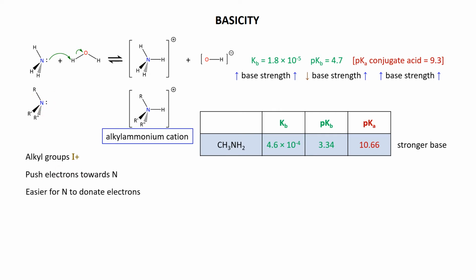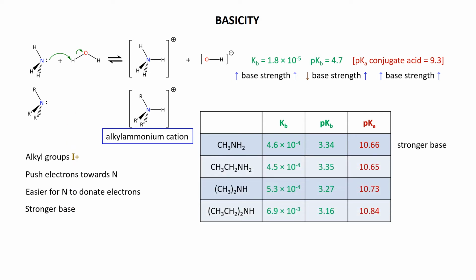Now, if they push electrons towards the nitrogen, that means this nitrogen now has more electron density. And of course, if it has more electron density, it's easier for it to donate those electrons. And the ease with which it donates electrons, its ability to donate electrons, is the very heart of its basicity. So the easier it is for the nitrogen to donate electrons, the stronger a base it is. Thus, with only hydrogens here, there's no inductive effect at all. Start sticking in groups that have a positive inductive effect, and you're making it easier for the nitrogen to donate its electrons. You're making it a stronger base.